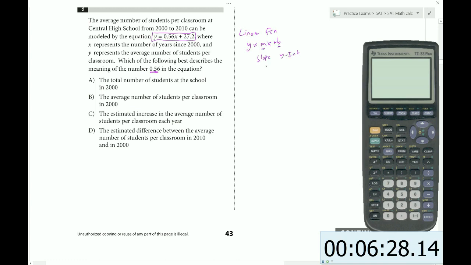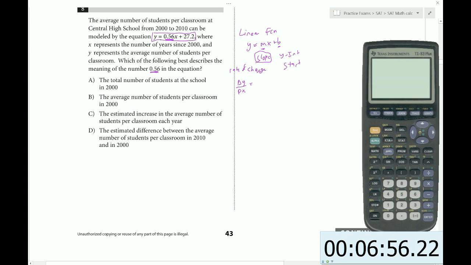So the slope you could think of as how much you were changing, okay, it's a rate of change, and the y-intercept you could think of as your starting point. So in this case, we are looking at 0.56, which is exactly the slope. So we can interpret it as a rate of change, and the units for that rate of change are going to be the same as the units of y over the units of x.